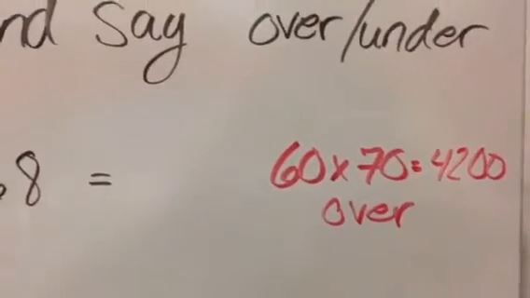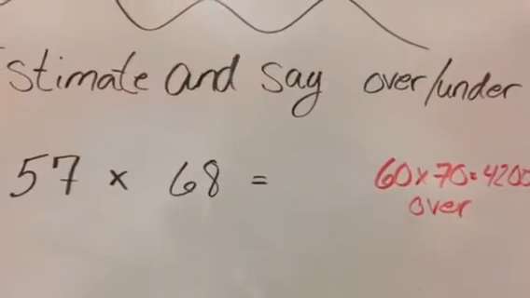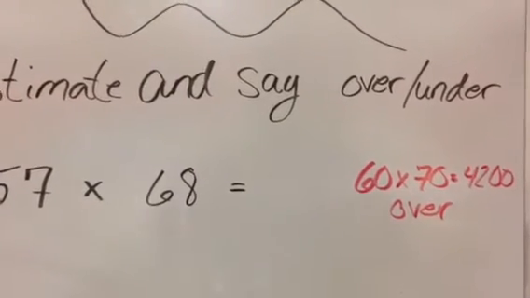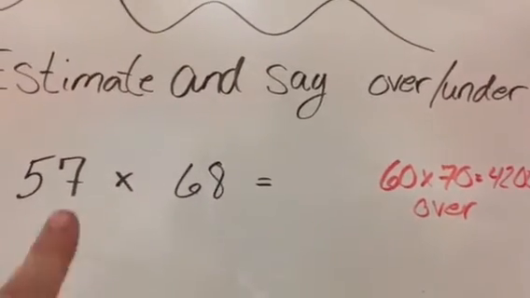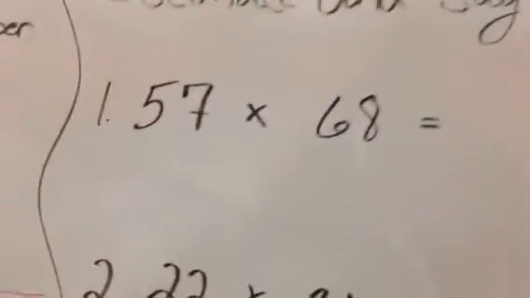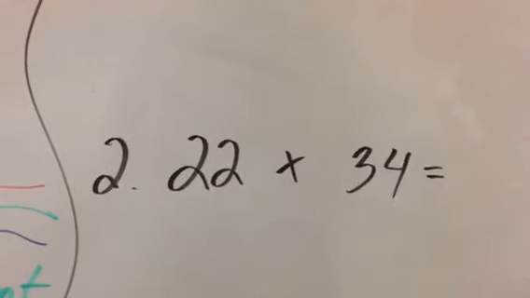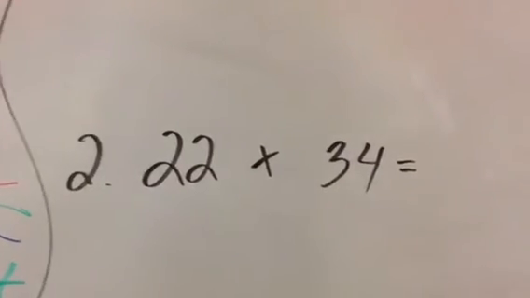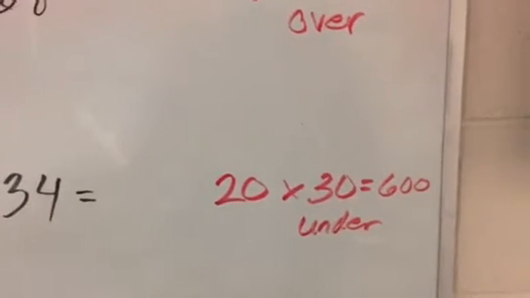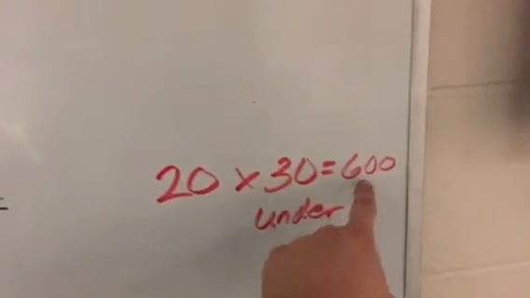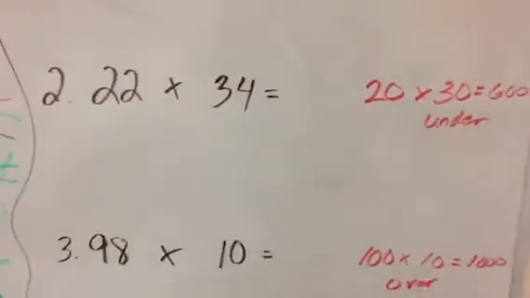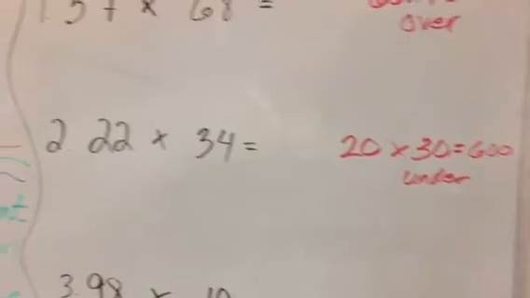All right, let's see if you were right. The answer would be you'd take the 57 and round it to 60. 68 you'd round to 70, which gives you 4,200. And since both 60 and 70 are over the numbers you originally had, that's an overestimate. Let's look at the next one, 22 times 34. Right, 20 times 30. So 2 times 3 is 6. Add a 0 here and add a second 0 for that. And that is an underestimate since 20 is less than 22 and 30 is less than 34.